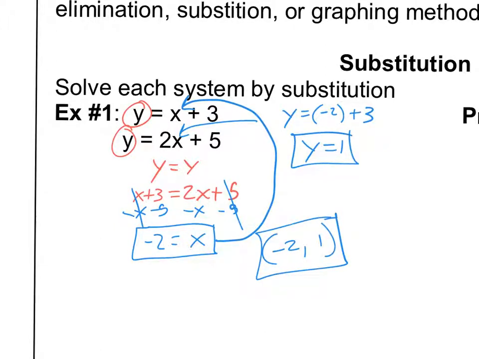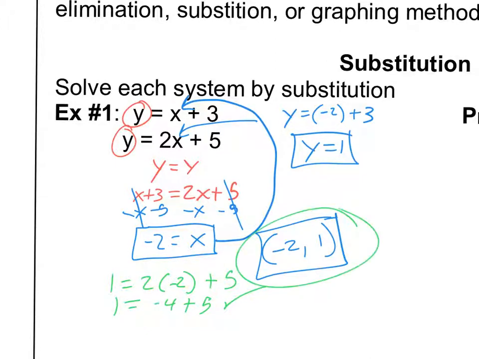Boom. So we could actually check this too. What you could do is plug it into the other equation, make sure it still works. I'm going to check it in green here real quick. So if y is 1, it is 2 times x, which is -2, plus 5. Is that a true equation? Well, you'd have -4 plus 5, and -4 plus 5 is definitely 1. So yeah, that works. There's our answer. So you should have 2 numbers there. You should have an x and a y when you're solving systems of equations.